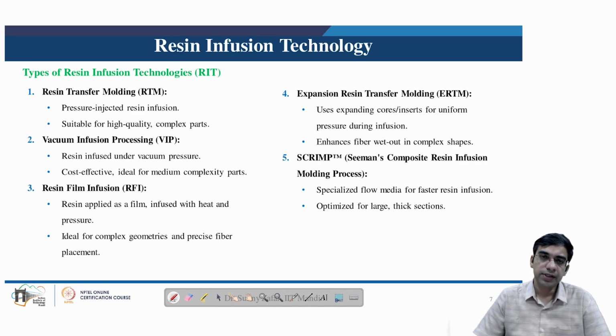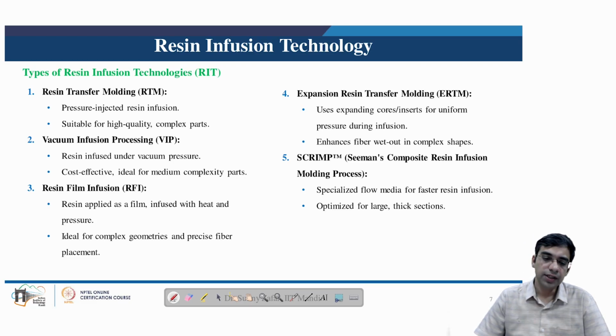The second process is the vacuum infusion processing or VIP. This process involves infusing resin under vacuum pressure. So rather than using positive pressure, it is vacuum pressure which is utilized here. This process is quite cost effective and ideal for medium complexity parts. The third technology is resin film infusion. Resin is applied in the form of a film and is infused with heat and pressure. This is ideal for complex geometries and precise fiber placement.